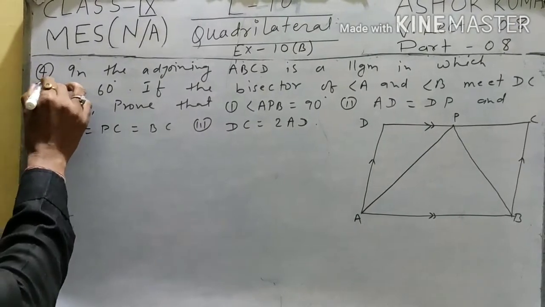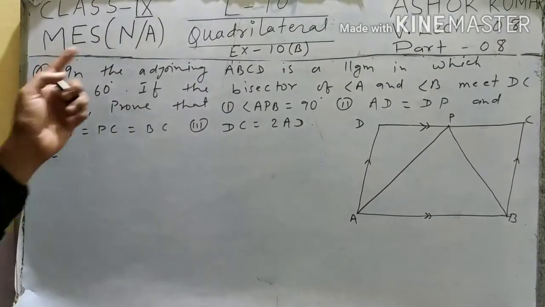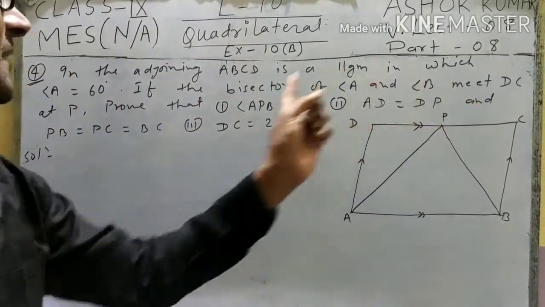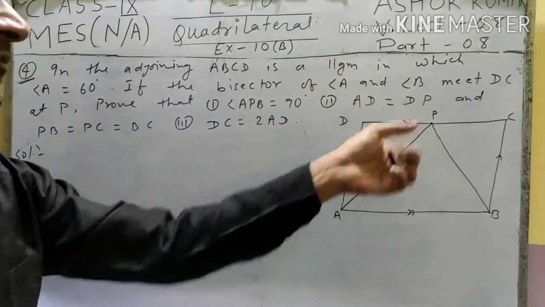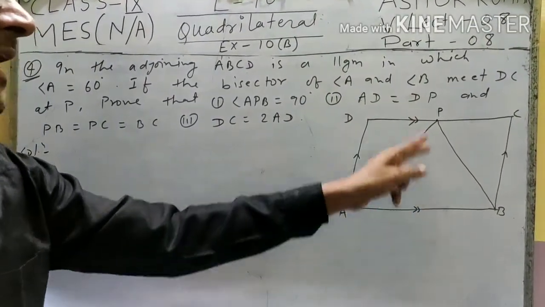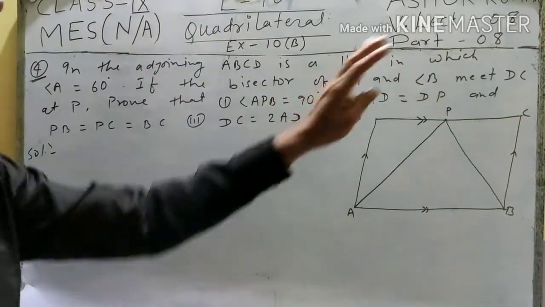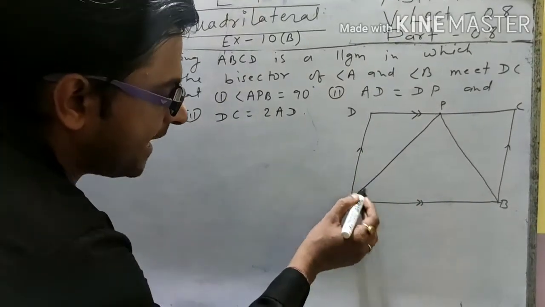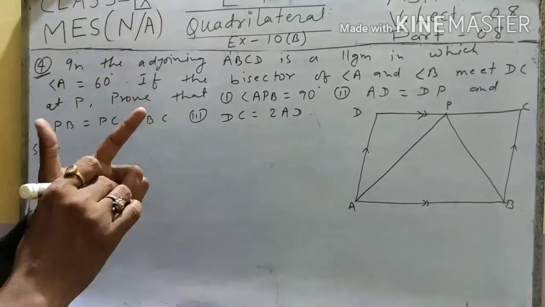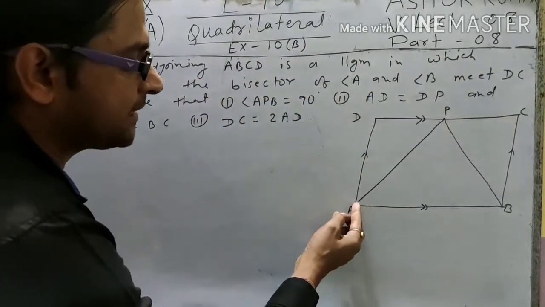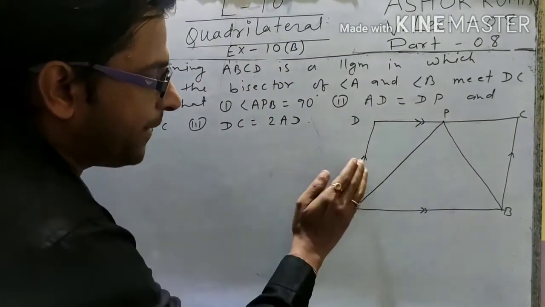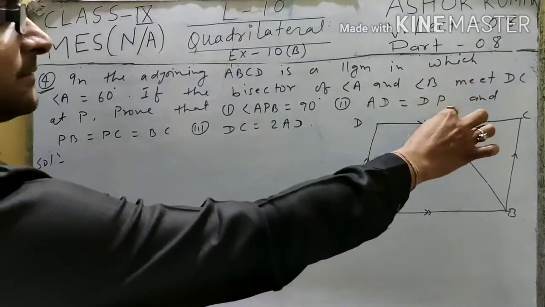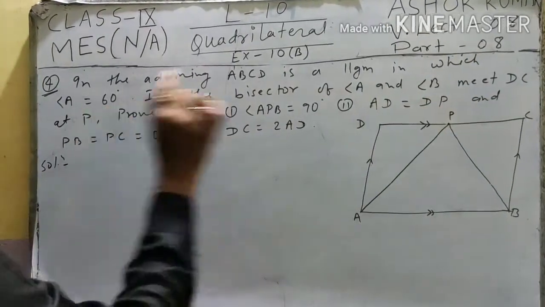here student, question number 4 in exercise 10B. In the adjoining figure, ABCD is a parallelogram. Look at the figure. According to the figure, this is the parallelogram because this side is parallel to this side and this side is parallel to this side. In which angle A is 60 degree. If the bisectors of angle A and angle B, that means AP bisects the angle A and BP bisects the angle B, meet at DC at the point P.